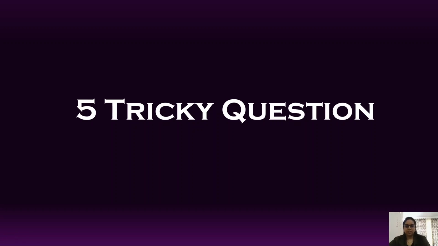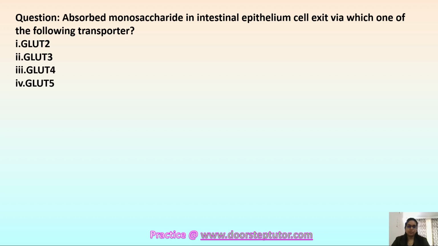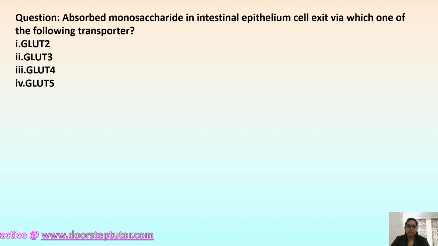So, five tricky questions. Let's see the five tricky questions which are usually asked in competitive exams. The first question is: absorbed monosaccharides in the intestinal epithelium cell exit via which one of the following transporters? The options are GLUT2, GLUT3, GLUT4 and GLUT5.